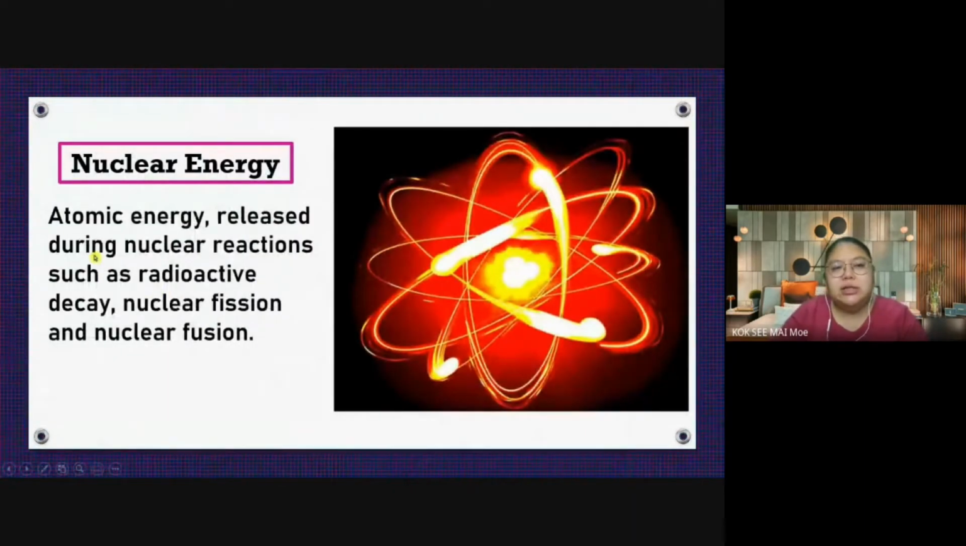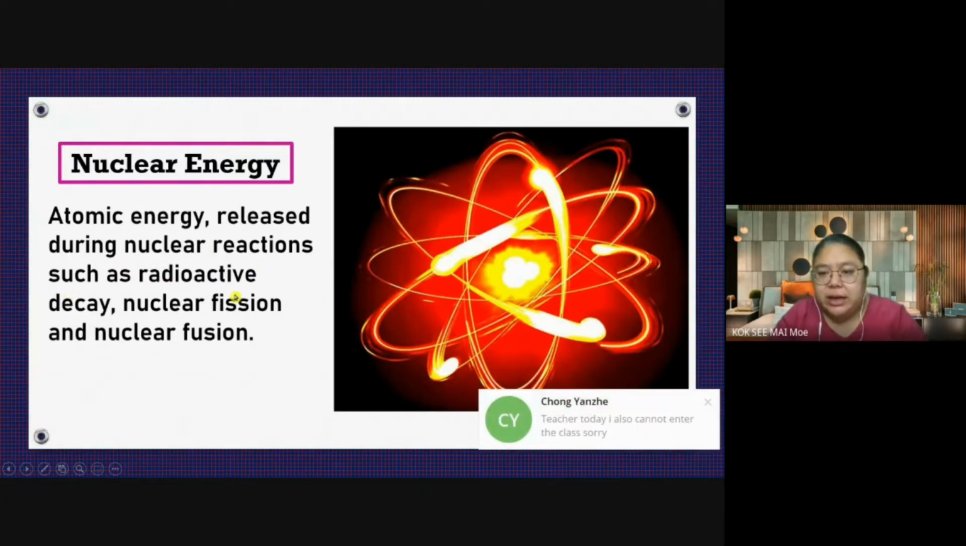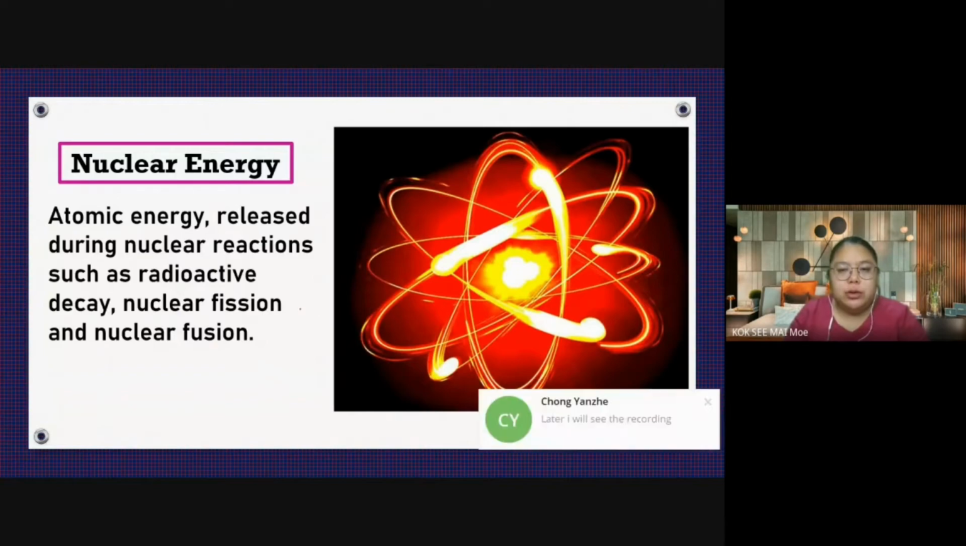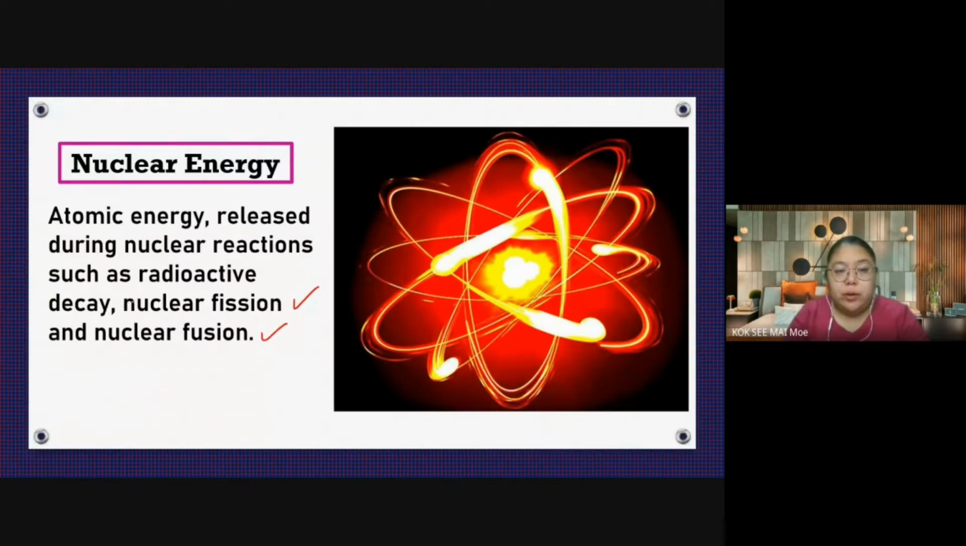Nuclear energy is the atomic energy. Atomic energy means the energy released from the decay, alpha, beta, gamma decay. They produce energy, so we call it atomic energy, released during a nuclear reaction, such as radioactive decay. Then after that, we have nuclear fission and nuclear fusion. So from this topic, we need to know two nuclear processes.